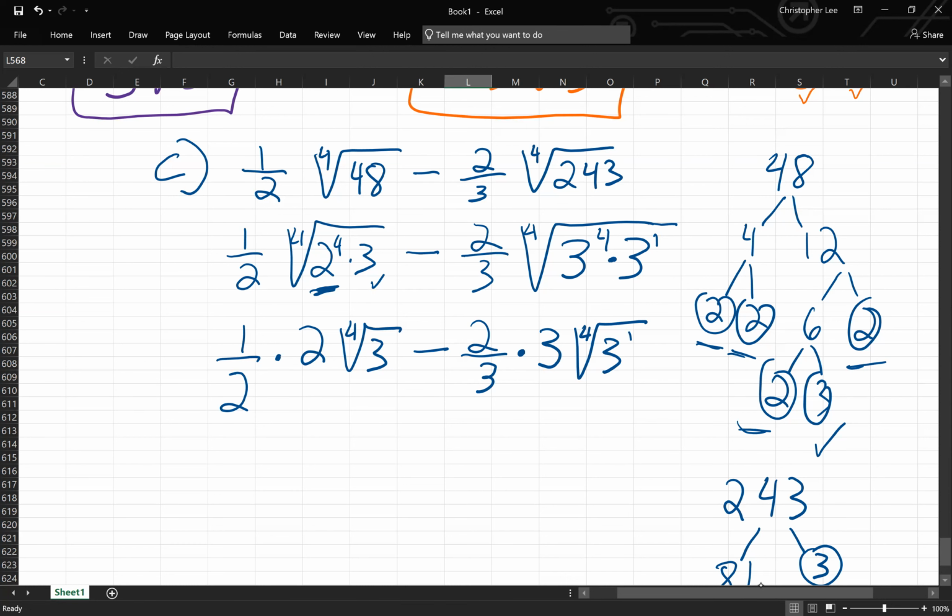After that, simplify it. Let's multiply these fractions together. 1/2 times 2, what's that? What's 1/2 times 2/1? 2/2, and 2/2 becomes 1, right? Exactly. So this is just 1 times the 4th root of 3. Now I have 2/3, and bring on the minus sign. 2/3 times 3/1, what's that?